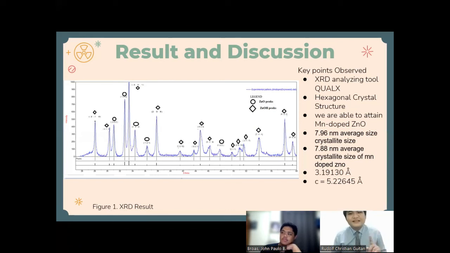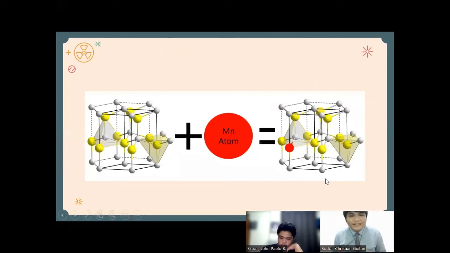And the last result is the lattice parameter, which was found using Bragg's law. The results we found for constants a and c are 3.19 angstroms for a and 5.22 angstroms for c. Next slide, please. The type of doping that happened in our research is called substitution doping, which is represented by this illustration. It is where manganese ions replace zinc ions in some places, doping it and enhancing the properties of the doped material.